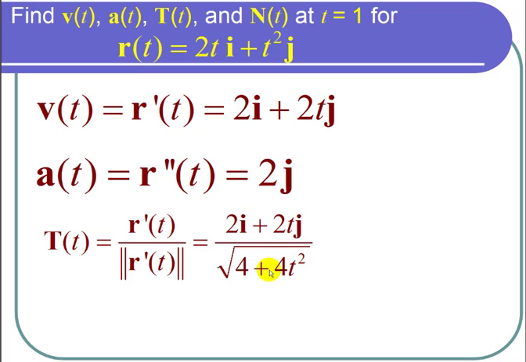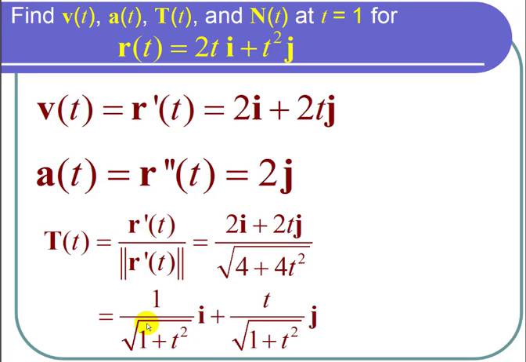I can simplify this. I can factor out a 4 and pull it out as a 2, and then cancel each of these 2's, and then split up this fraction and write it as 1 over the square root of 1 plus t squared i, plus t over the square root of 1 plus t squared j. And there's my unit tangent vector at time t.